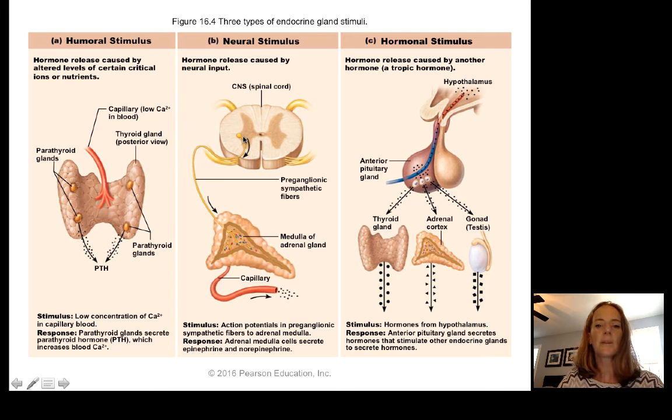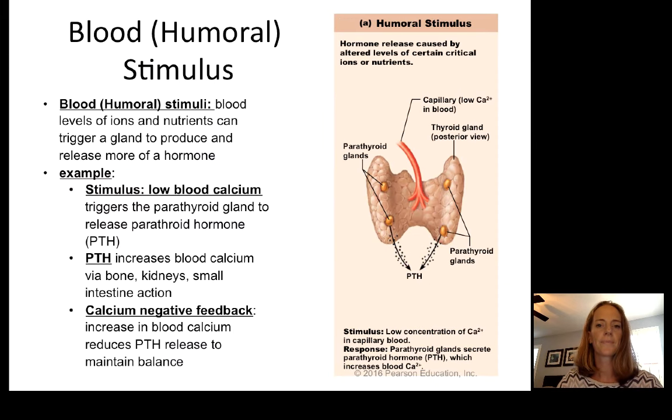Neural stimuli is when you have direct neural activation. So here's a nerve coming down from the autonomic nervous system to the adrenal medulla and stimulating electrically release of epinephrine from the adrenal medulla. Then here's hormonal, where you have hormones from a higher up gland dictating and increasing or decreasing the release of hormones from other glands. This is a more complicated situation, and we're going to talk about this toward the end of this lecture.